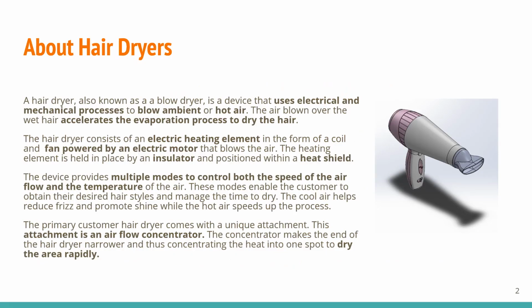Our DfM project is focused on redesigning a hairdryer. A hairdryer uses electrical and mechanical processes to blow ambient or hot air over wet hair, accelerating the evaporation process to dry the hair. The hairdryer consists of an electric heating element in the form of a coil and fan powered by an electric motor that blows the air. The device provides multiple modes to control both the speed of the airflow and the temperature of the air. The hairdryer comes with a unique optional attachment, which is an airflow concentrator.